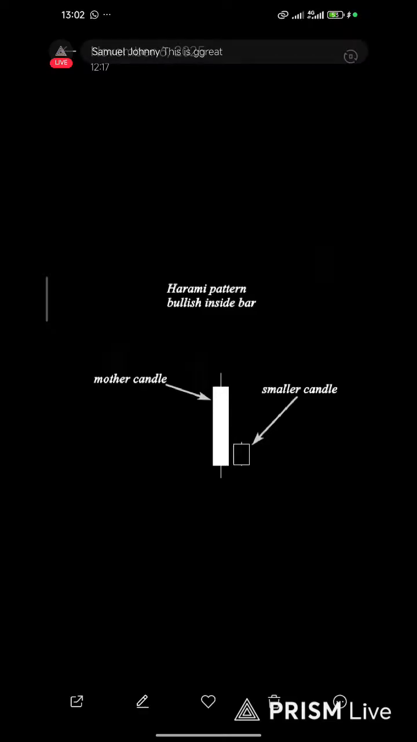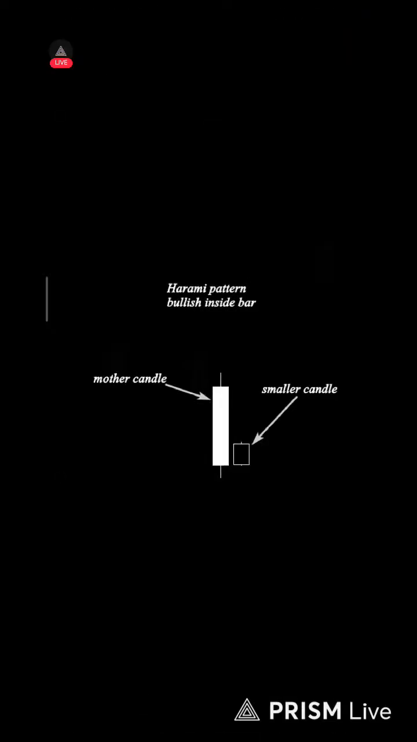Now this is the psychology behind it. The first candle is a large body continuing the existing trend. It shows that the sellers are in control of the market, or the buyers are in control of the market. It shows the continuation of the existing trend. Now, the second candle here is a small body that opens and closes completely within the first candlestick.